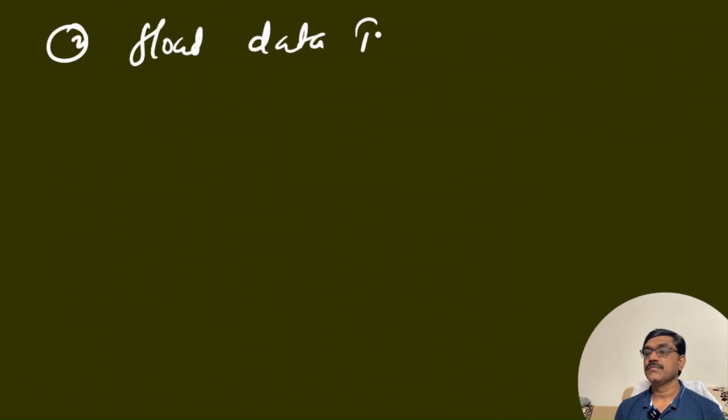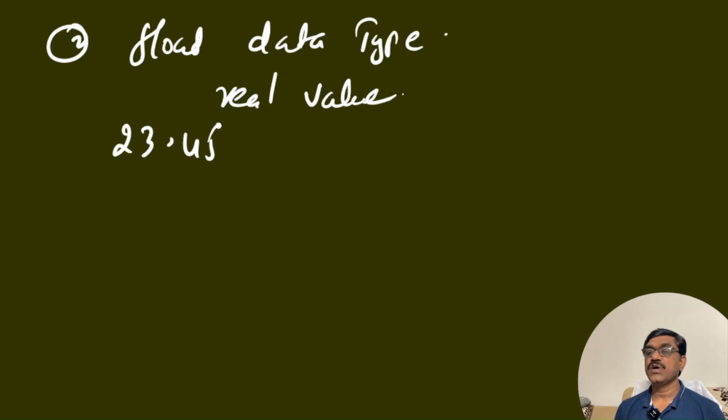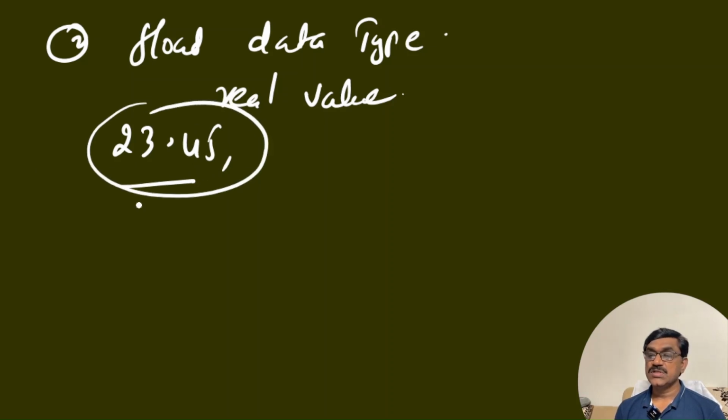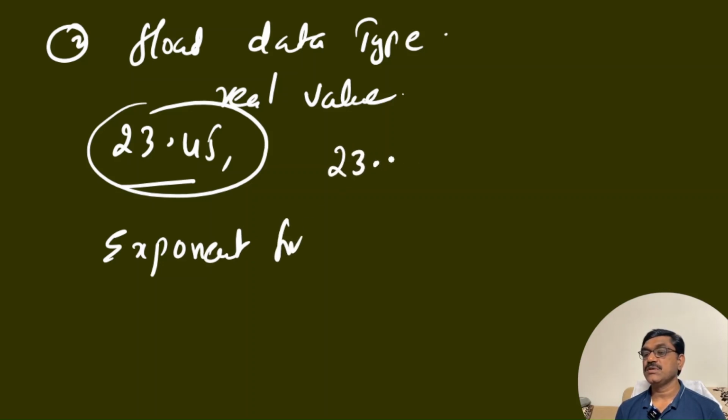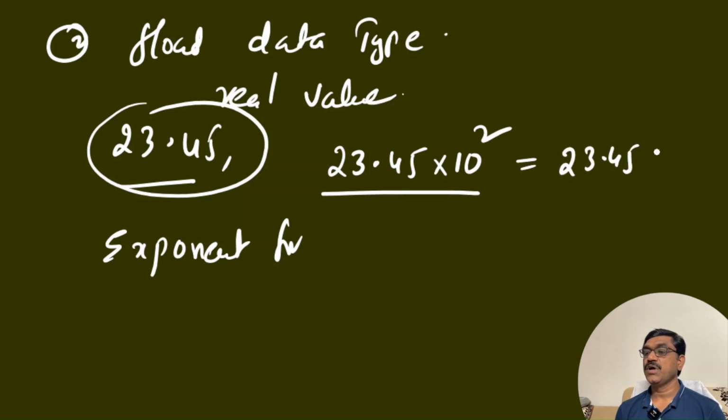Now after that, the second data type we are going to talk about is floating point or float data type. Float data type means here we are going to store the real values. Real values, that means 23.45. So this is the general way to represent the floating point number. Not only this, we can also use another notation that is called exponent form. We can represent a real value like this: 23.45 into 10 to the power of 2.